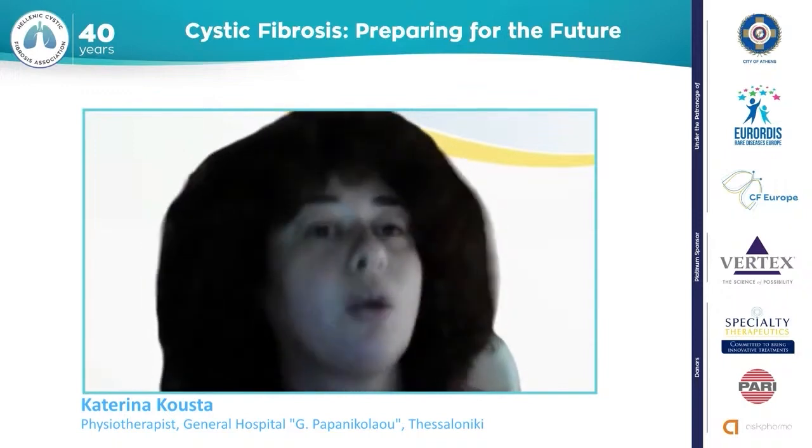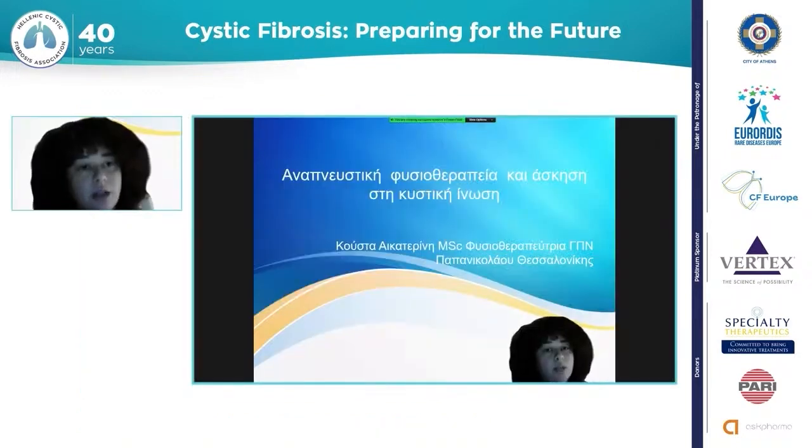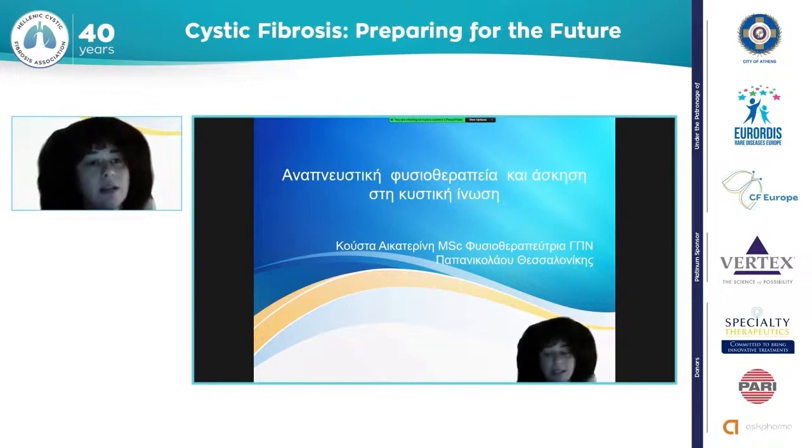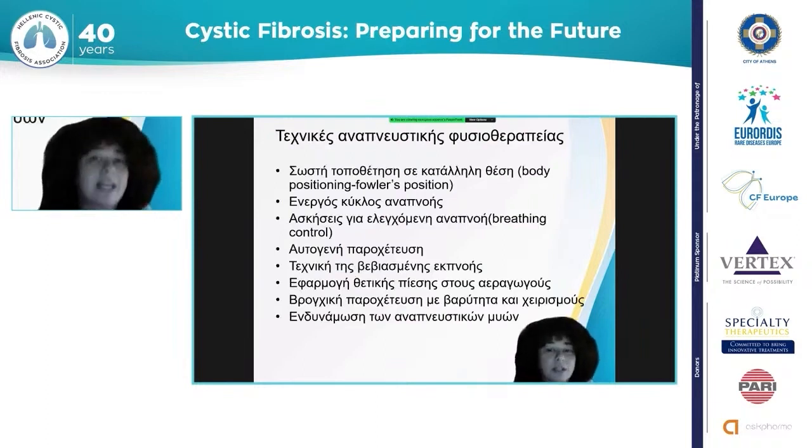Everybody has to be functional because coughing and expectoration create a malfunctioning. So respiratory physiotherapy provides the solution for functionality and for a good daily routine. The aims of physiotherapy generally are improving pulmonary aeration, bronchial clearance, increase of reduced respiratory capacity, mobilization, and respiratory restoration. As you see, the goals of physiotherapy are the same as with normal people, as with non-cystic fibrosis people.